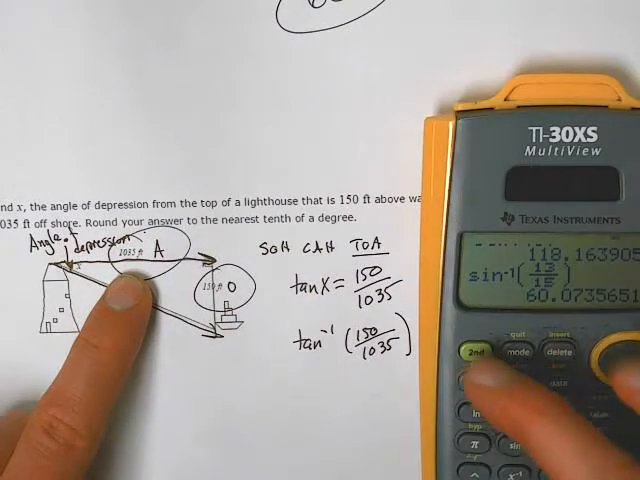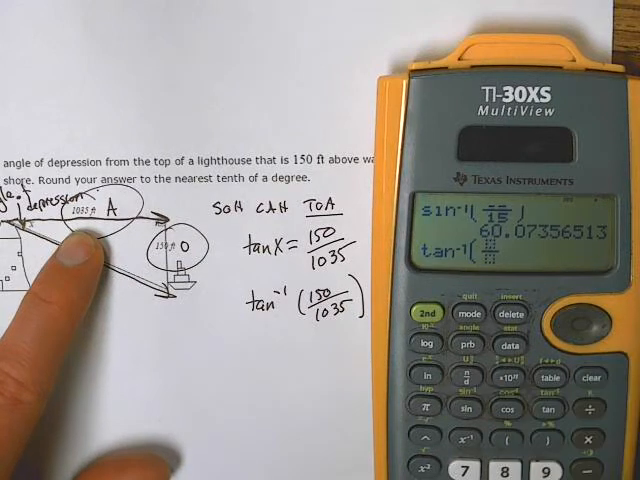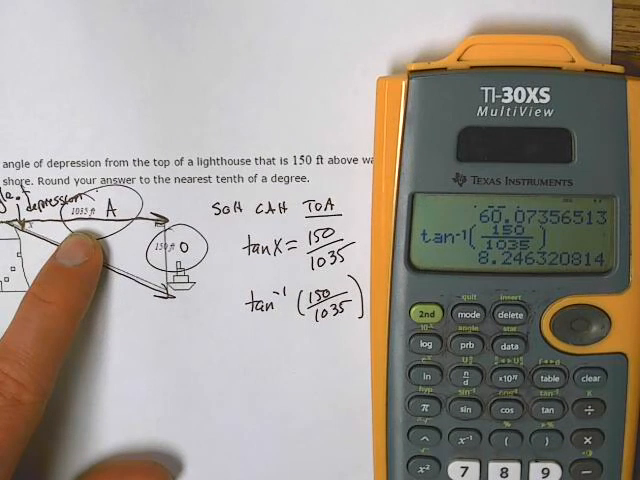And so I have to take the inverse tangent of 150 over 1035 to get my angle x. So I'm going to hit second tan to bring up the inverse tangent, and then just put 150 over 1035, and that turns out to be 8.2 degrees.